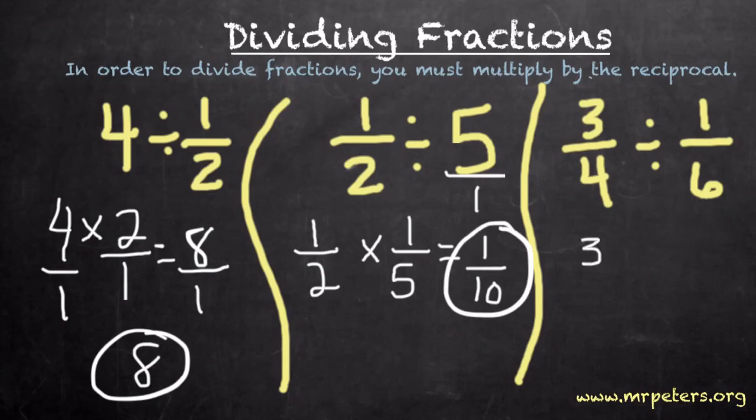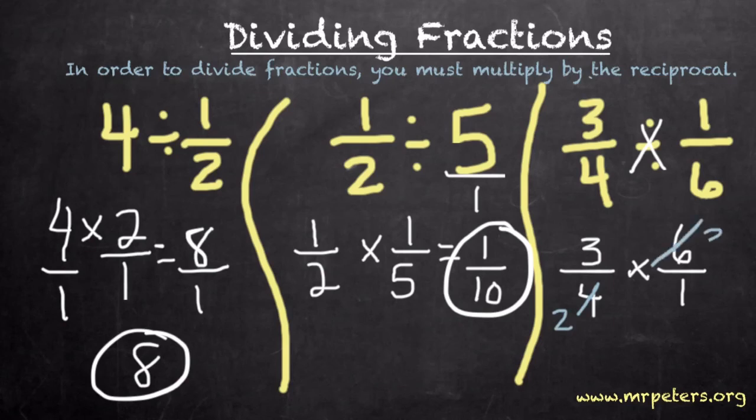Look at the last one. Keep the 3/4. Change division to multiplication and flip the last number. So we can cross cancel then too. If you see in this one, this 4 becomes a 2 and the 6 becomes a 3. 3 times 3 is 9. 2 times 1 is 2. And then later on, we must convert that into 4.5. So that is how you divide fractions even when dealing with mixed numbers. The only difference with mixed numbers is you have to convert to an improper fraction first, just like we did with multiplication.